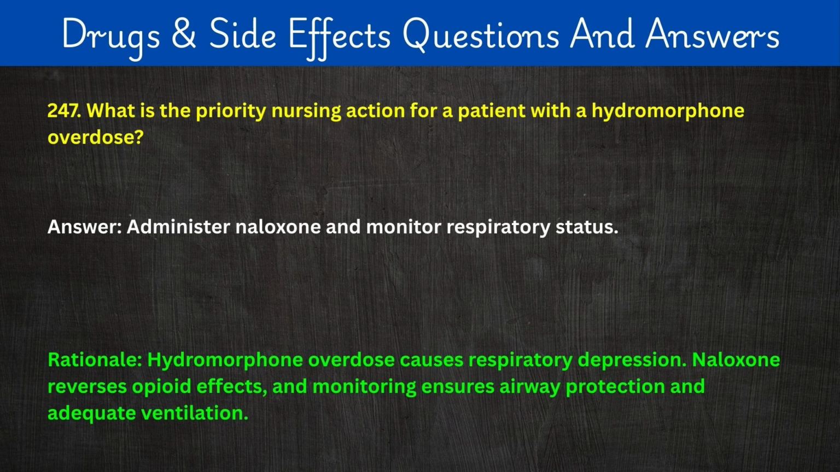247. What is the priority nursing action for a patient with a hydromorphone overdose? Answer: administer naloxone and monitor respiratory status. Rationale: hydromorphone overdose causes respiratory depression. Naloxone reverses opioid effects and monitoring ensures airway protection and adequate ventilation.